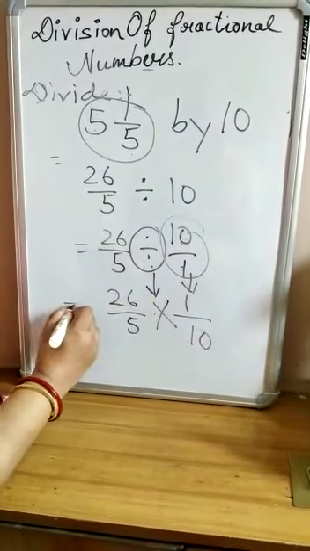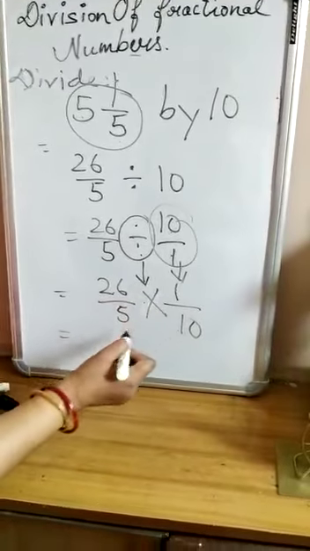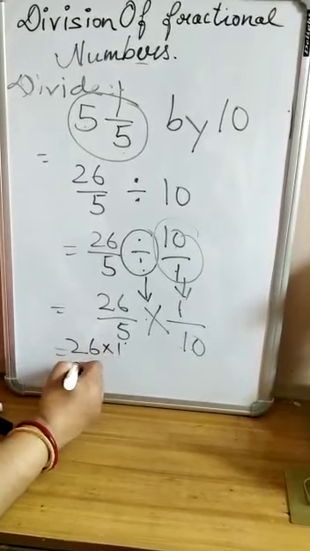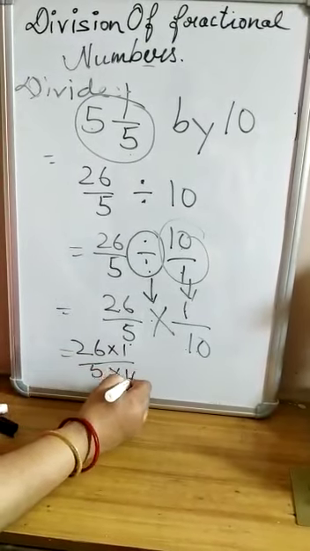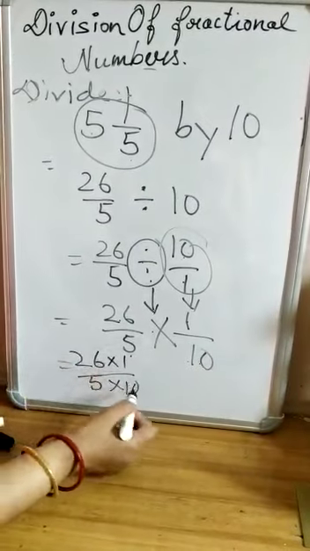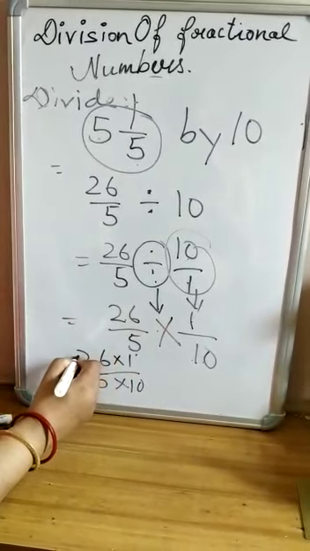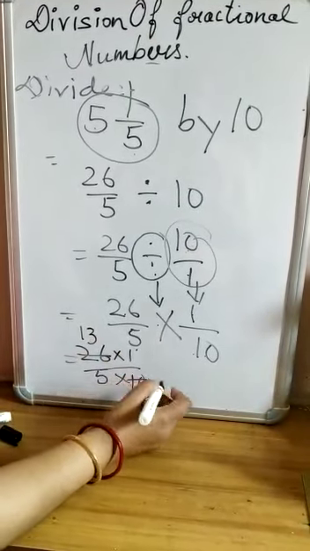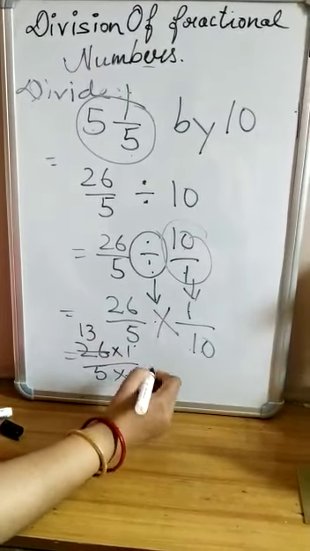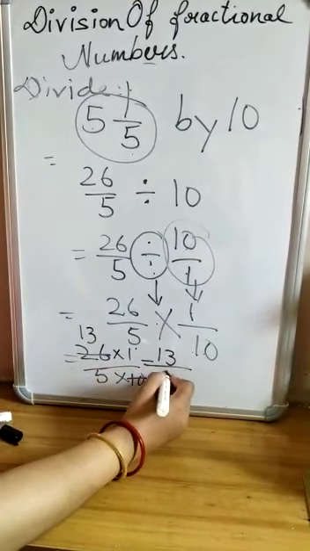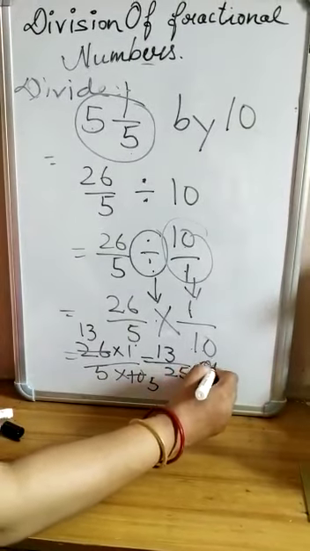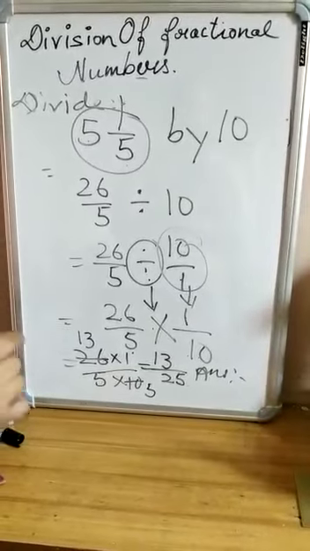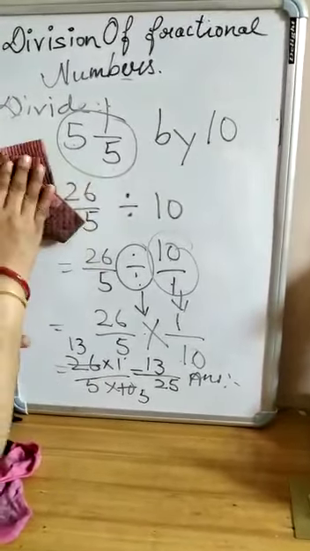Now here children, the numerator is multiplied with the numerator and the denominator with the denominator. So 26 into 1 by 5 into 10. Here all of you see that 26 and 10 have the common factor 2. So I will reduce it, dividing by 2. 26 divided by 2 is 13 and 10 divided by 2 is 5. Now it is 13 by 5. This is the answer. Correct children? So in this way you will do the division of a fractional number by a whole number.